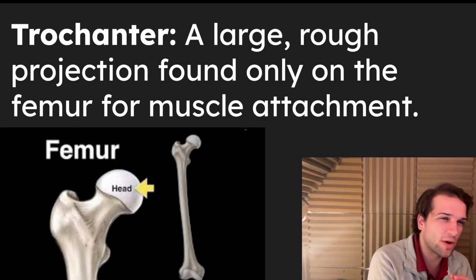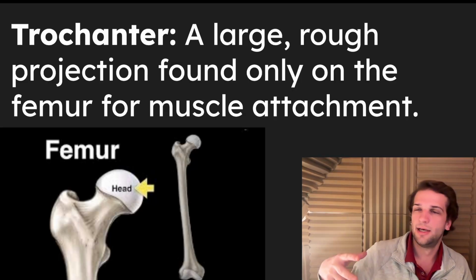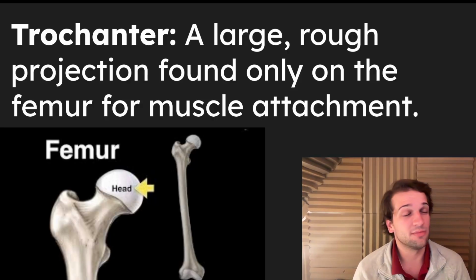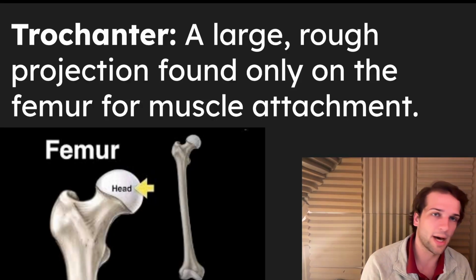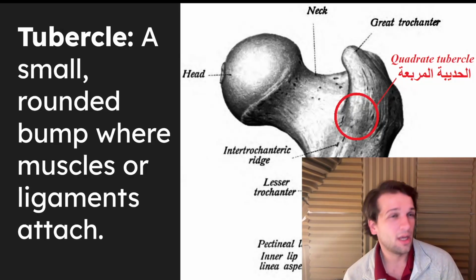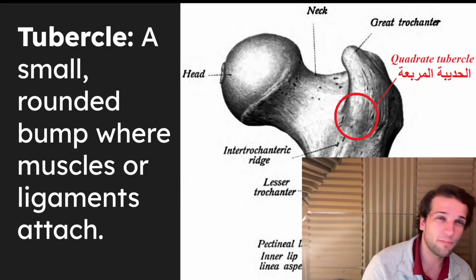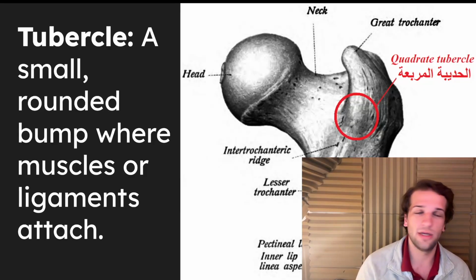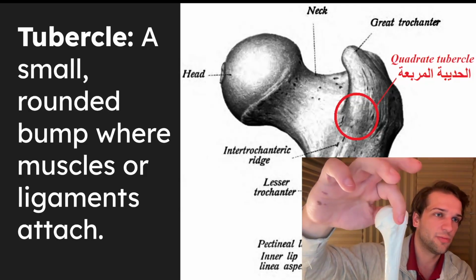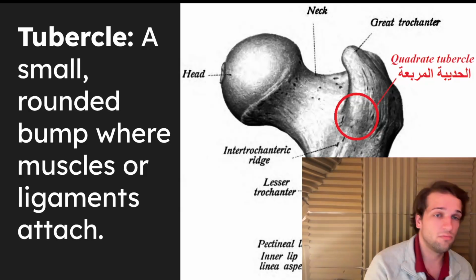And trochanters are really large because the muscles that are going to grab onto the femur are some of our largest muscles because they're holding our body up. So trochanters, large muscle attachment site. Tubercles are slightly smaller, but also still just a rounded bump. And so this right here is the greater and lesser tubercle. Again, muscle attachment site.